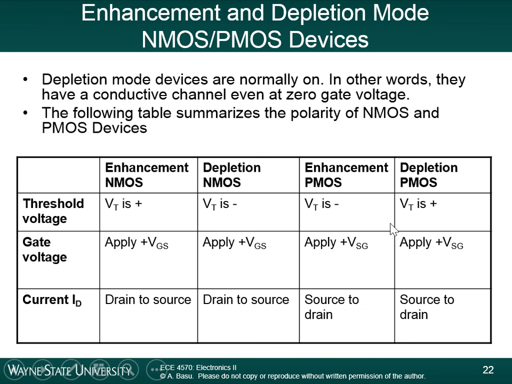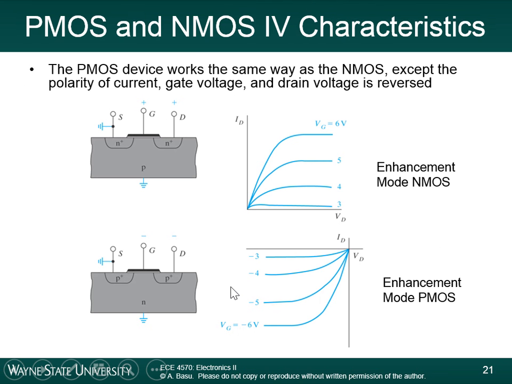There are also depletion mode devices. The depletion mode devices are ones that are normally on. In other words, they have a conductive channel even at 0 gate voltage. So if we were to compare an enhancement mode NMOS device versus a depletion mode NMOS device, you've learned in your previous classes that in an enhancement mode, a typical transistor would have a positive threshold voltage. Let's say like 0.5 volts or 1 volt is a typical threshold voltage for an NMOS transistor. A depletion mode device would actually have a negative threshold voltage. So that means if you have an NMOS device with a negative threshold voltage, the device is on even when no gate voltage is applied.